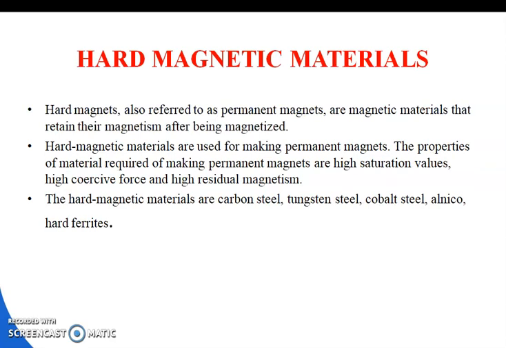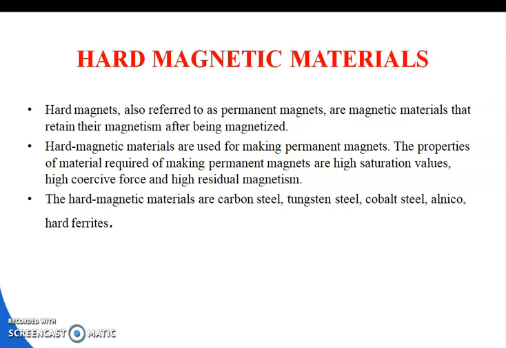Hard magnets are also referred to as permanent magnets, or magnetic materials that retain their magnetism after being magnetized. Hard magnetic materials are used for making permanent magnets. The properties required for making a permanent magnet are high saturation value, high coercive force, and high residual magnetism. The hard magnetic materials come under carbon steel, tungsten steel, cobalt steel, alnico, and hard ferrites.